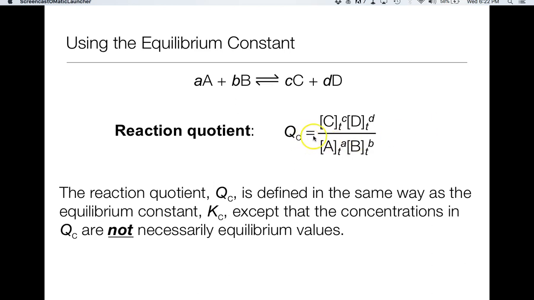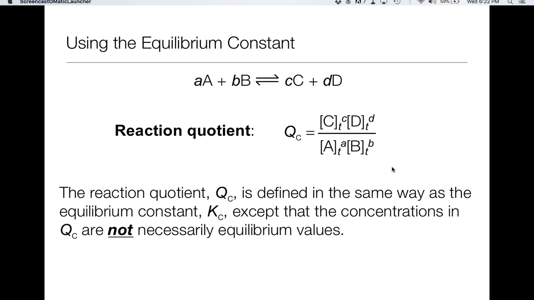So before, when we had Kc, it was the products raised to their exponents, so [C] to the c, [D] to the d, divided by reactants, which is [A] to the a, [B] to the b. You'll notice there is a subscript t on each of these variables. It just means at some time, which means it may or may not be at equilibrium. So let's read through the definition. The reaction quotient, Qc, is defined in the same way as the equilibrium constant, Kc, except that the concentrations in Qc are not necessarily equilibrium values.